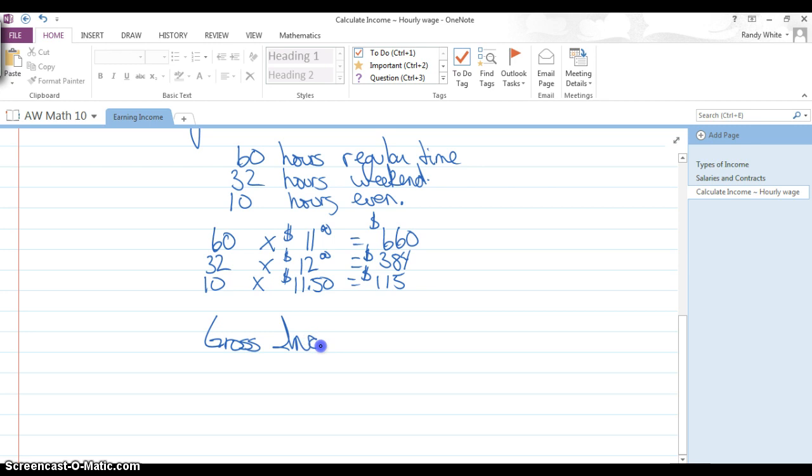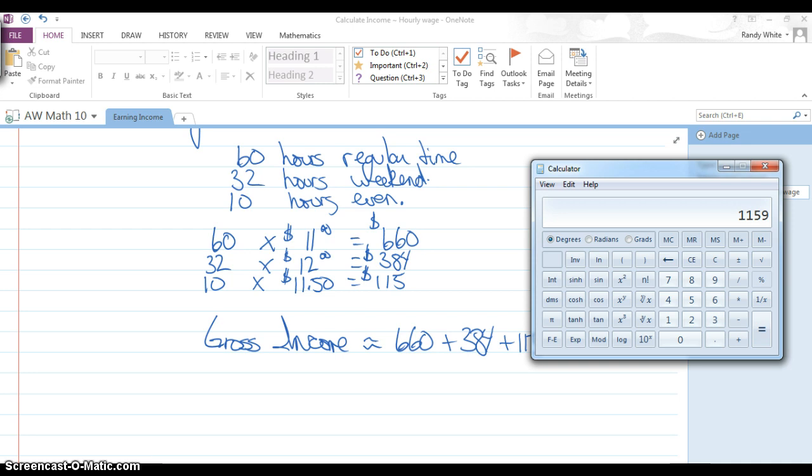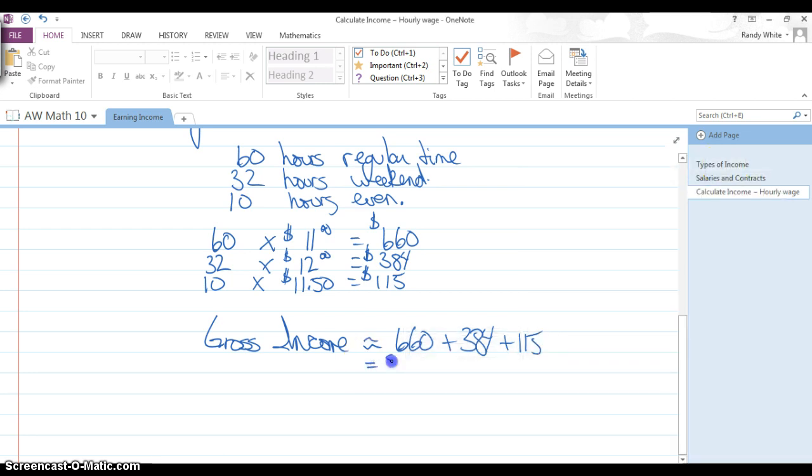So then to calculate gross income, I'm going to take 660 plus the 384 plus the 115, and we get 1159.